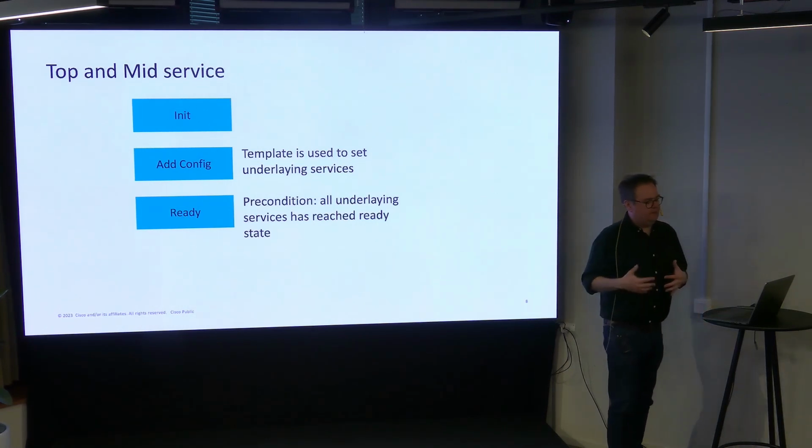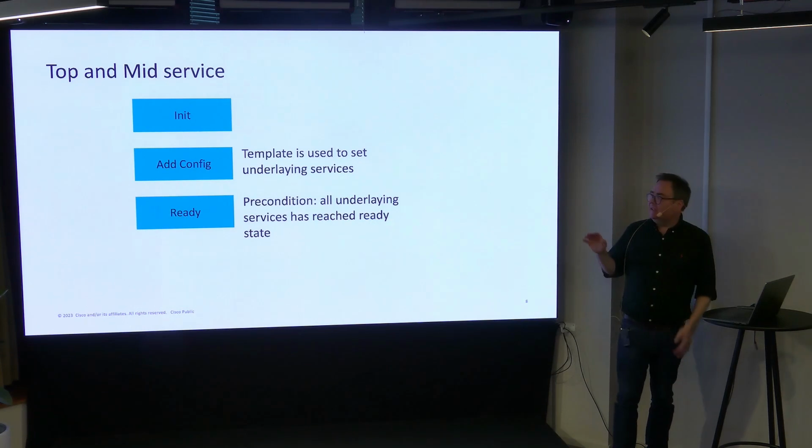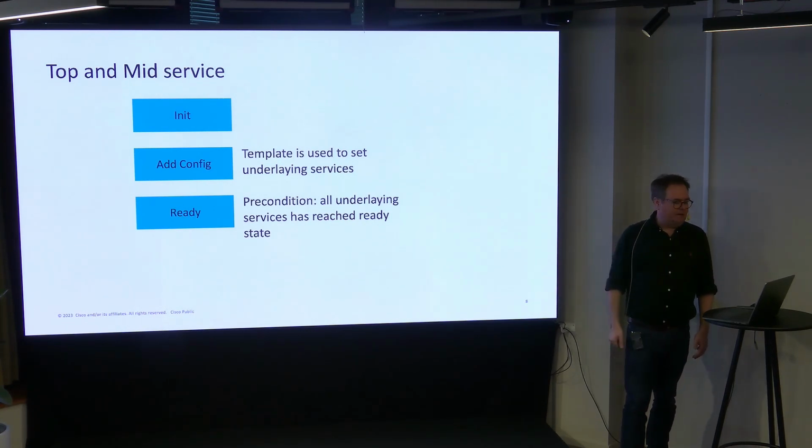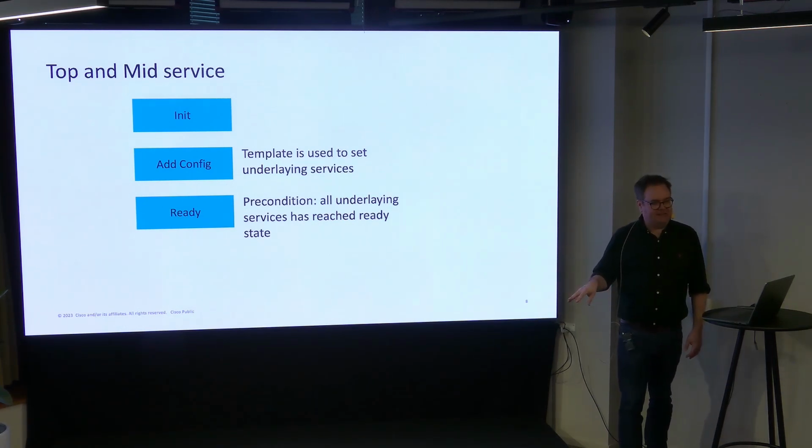So what does this nano service look like? This is not a detailed view of it, but these are the states that we have in our nano service. We have an init state, and then we have an add config state. In the add config state, we use a template to add config to the underlying services. And then the ready state is reached when all underlying services have reached ready state. And how do we know that? We do that by listening to plan state change notifications.